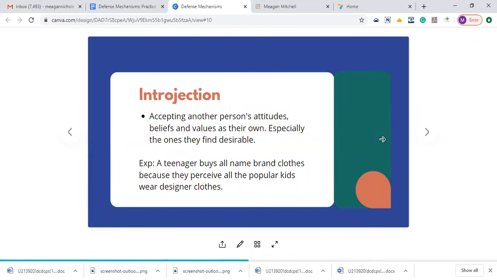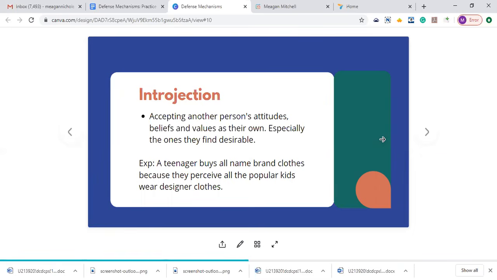Introjection, this is an interesting one. This is when a person accepts someone's attitudes, beliefs, or values as their own, and this can be especially those beliefs, traits, and characteristics that they find desirable. So this sounds a little tricky, but I think an example would be helpful. The example is a teenager buys all name brand clothes because they perceive all the popular kids wear designer clothes. So this teenager is accepting the beliefs of other people and using them as their own.